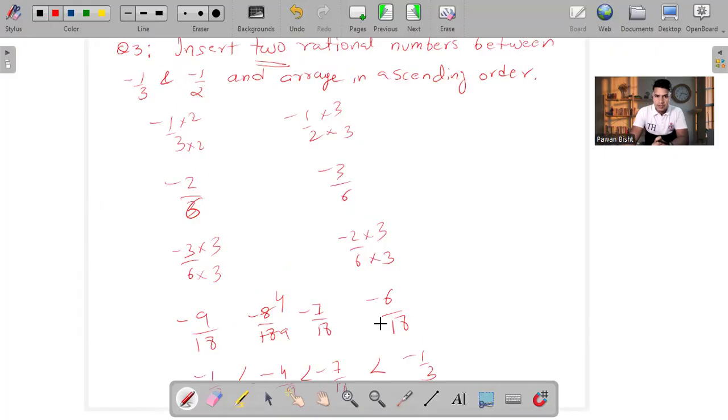Understand? So whenever you have to insert rational numbers between two numbers, first try to make the denominator same and then check how many numbers you have to insert. If you have to insert 2, multiply numerator and denominator by 3. If you have to insert 3, multiply numerator and denominator by 4. Keep this in mind. You will never do this type of question wrong.